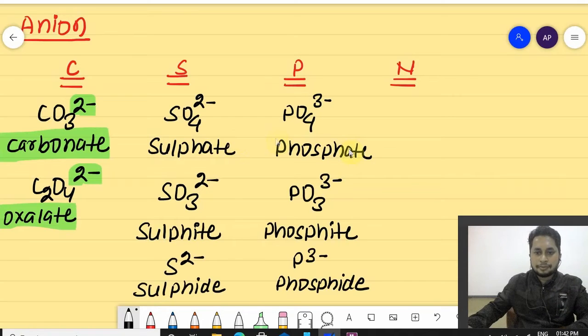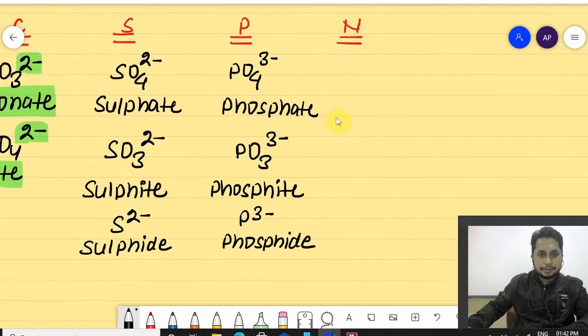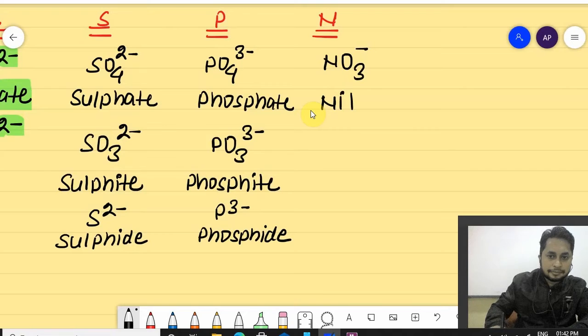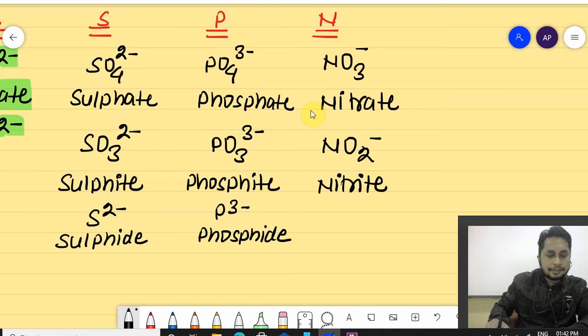The nitrogen group is one step back. That means sulfur and phosphorus start with 4 oxygen, while nitrogen will start with 3 oxygen, and only single minus. This is called nitrate. One oxygen less, NO2 minus, nitrite. And without oxygen, 3 minus, nitride.